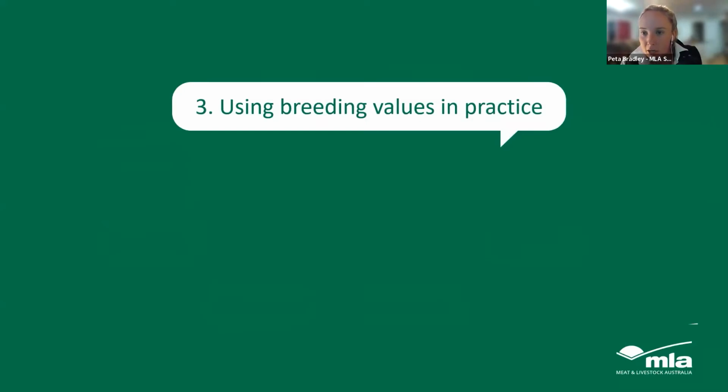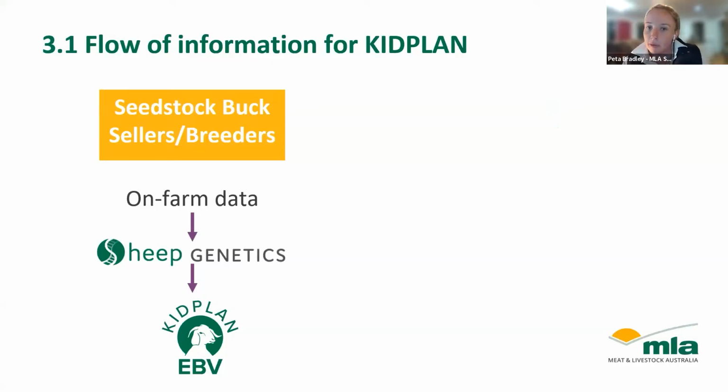So that's a bit of a touch point on, I guess, who are the players and why we actually need breeding values and what information we need to calculate those. So how do we use this in practice? If we're thinking about the flow of information, I spoke briefly about what seed stock breeders are doing, and if you're purchasing bucks, what is the flow of information?